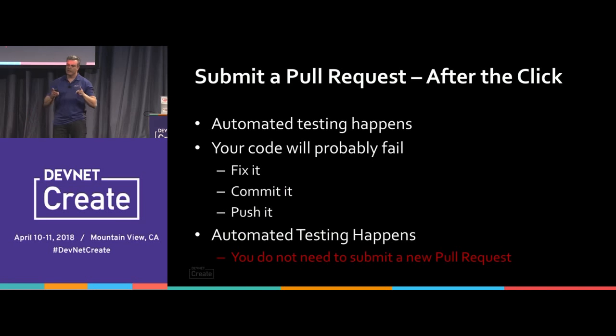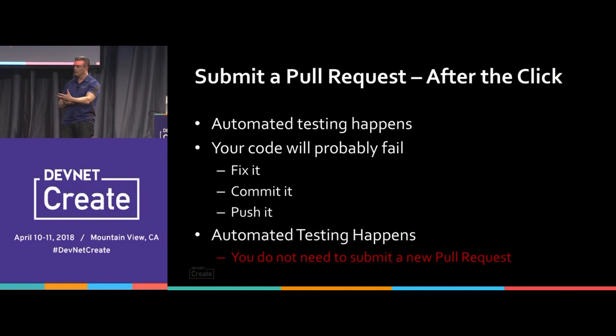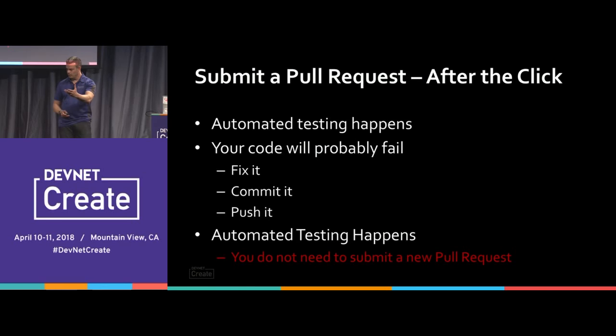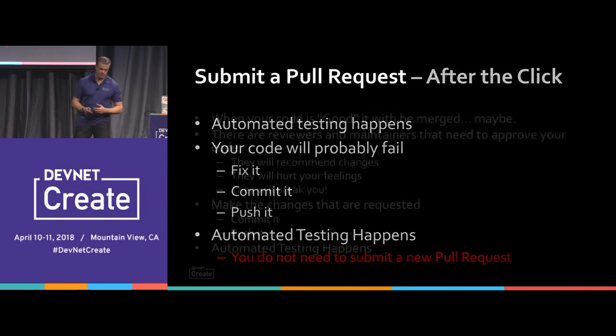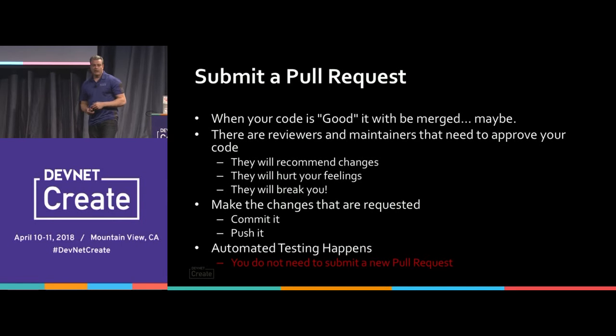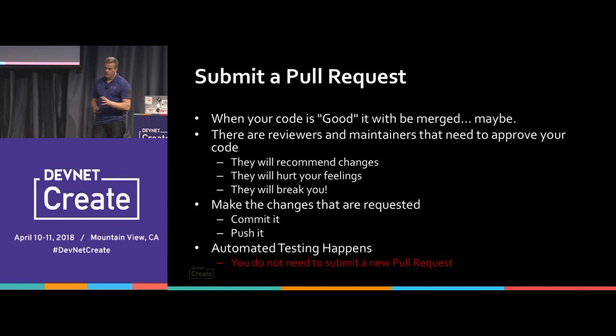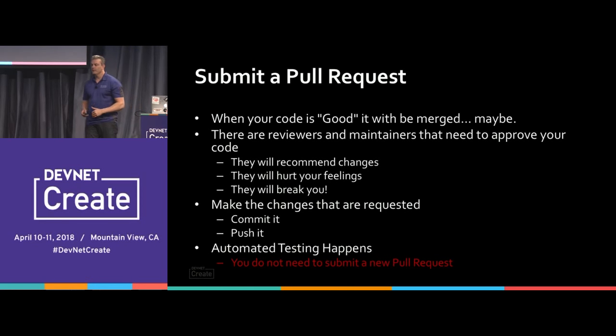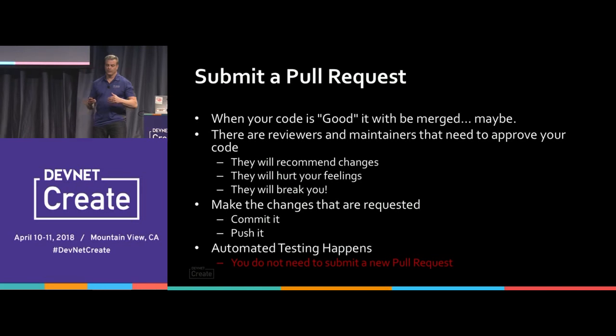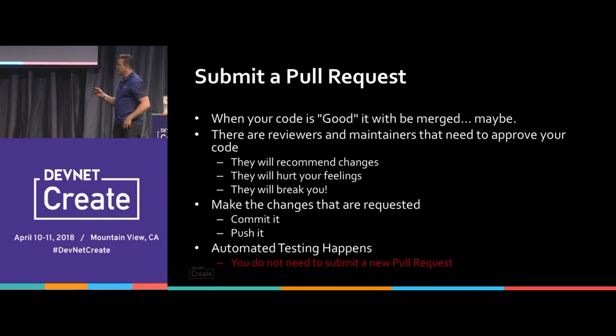Now, when you fix it, commit it, and push it again, you don't have to create a new pull request because that existing pull request will be updated with your new code and the changes that you've made. And when your code is good, it will be merged. Maybe. And there are reviewers and there are maintainers that need to approve your code. And they will recommend changes. And they will hurt your feelings.